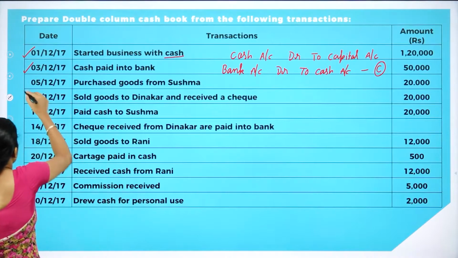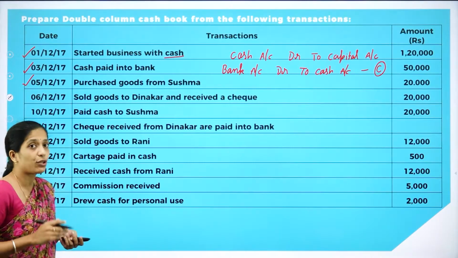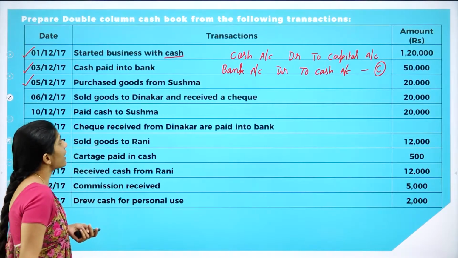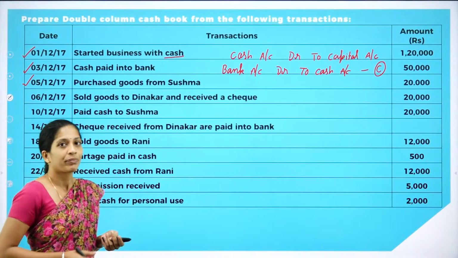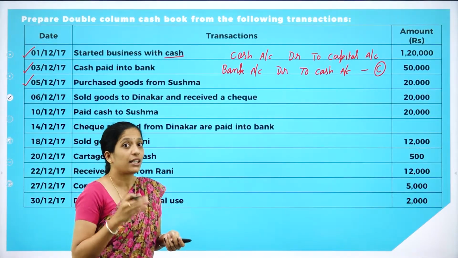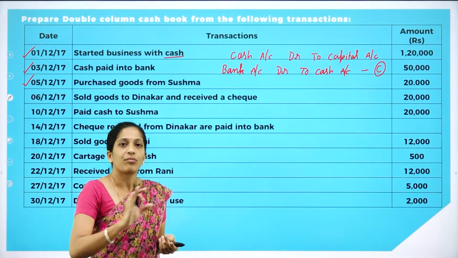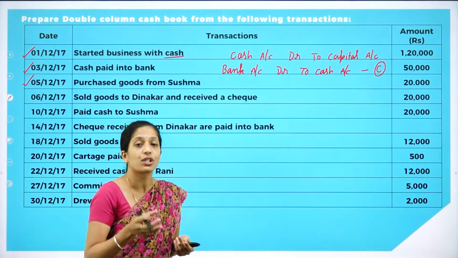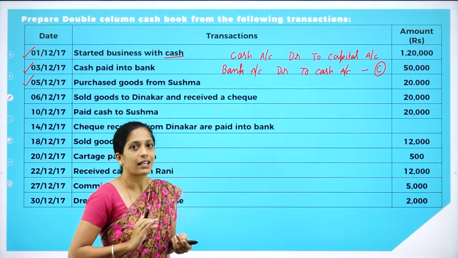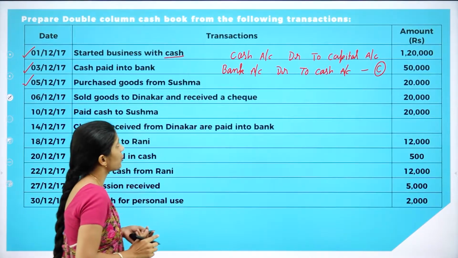Now moving on to the next transaction which has taken place on 5/12/2017: purchased goods from Sushma. Now see this transaction, whether it is a cash transaction. They have not given the word cash, and they have not told that they purchased goods from Sushma by paying cash, right? So it is not a cash transaction.